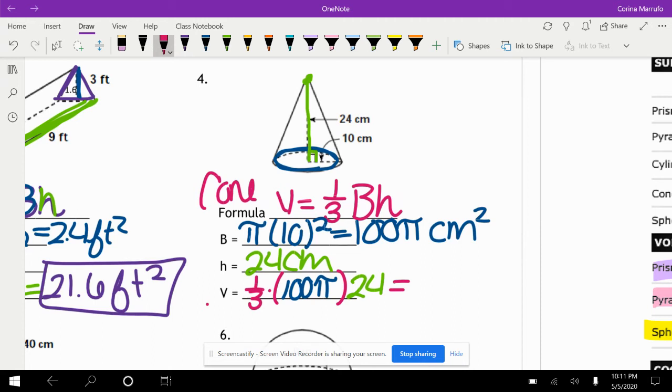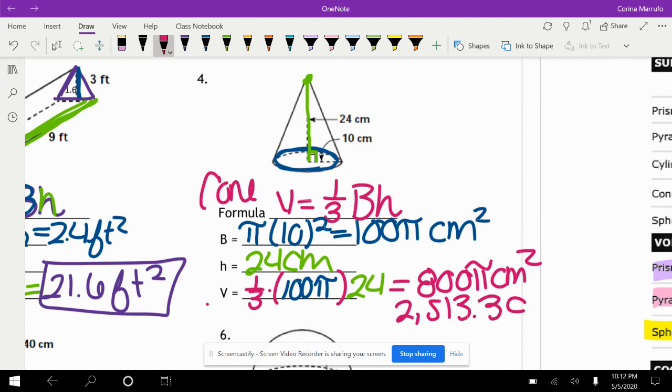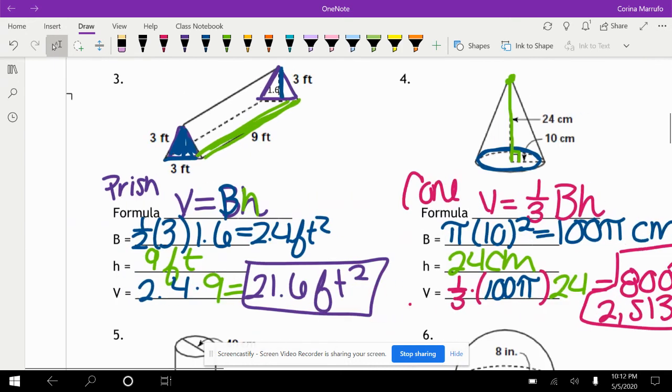So we're going to get 800 pi in terms of pi. So it'd be 800 pi centimeters squared. That means you don't multiply the pi. You just take 1/3 of 100 and multiply it times 24, which gives us 800. Or if they want it as a decimal, that's when you actually multiply it times pi. And that is going to give us 2,513.3 centimeters. Oh, you know what? It should be cubed, not squared. I'm sorry about that. There you go.